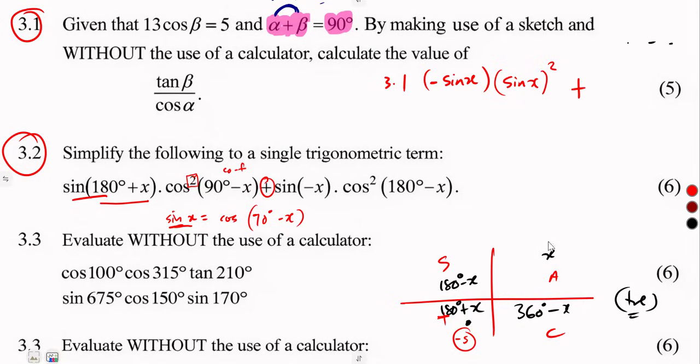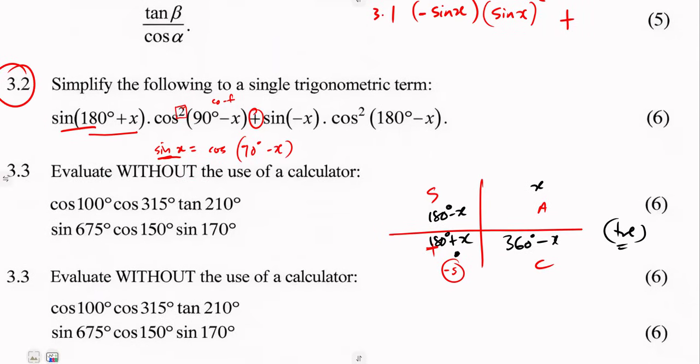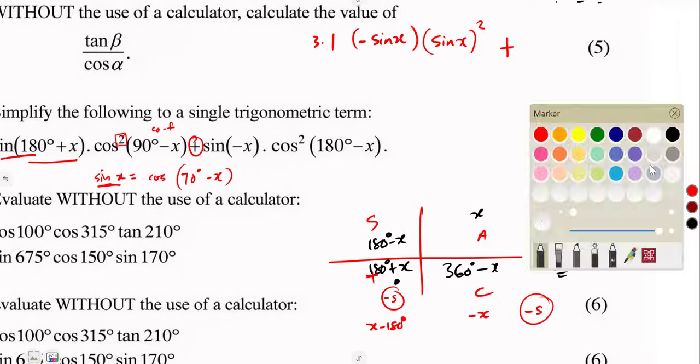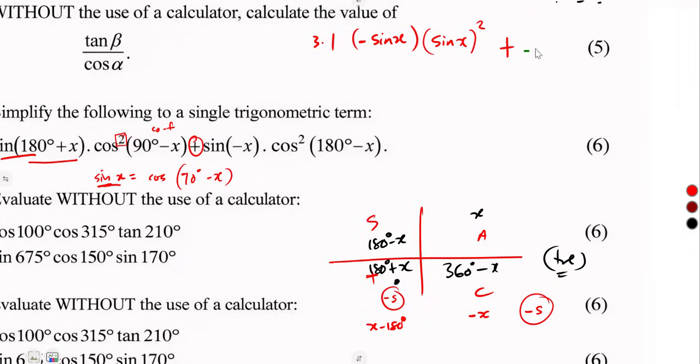the sine of negative x. This is a negative angle in the fourth quadrant, negative x. So negative x is in the fourth quadrant, and this is the quadrant for cos. Sine is negative. So this was going to give us a negative sine. So that's negative sine x. Cos squared. All right, let's ignore that.